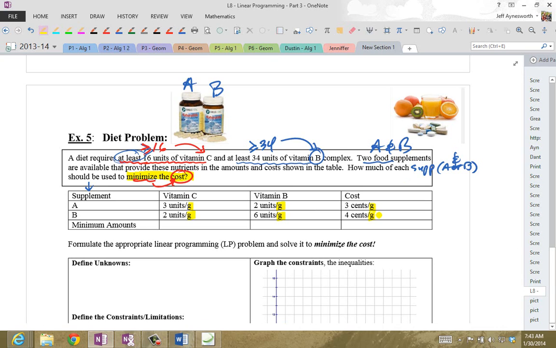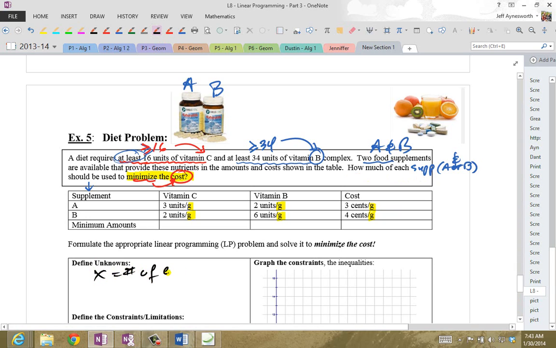So when we define our variables, since I'm trying to figure out how much of each supplement we need to use, the amount is in grams. So I'm going to let X refer to the number of grams of supplement A, because I don't know how many grams we're supposed to use. You can spell out grams, or you can put G. And then Y is going to be equal to the number of grams of supplement B.